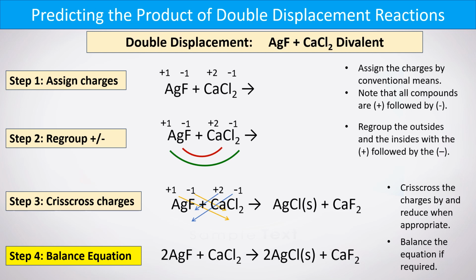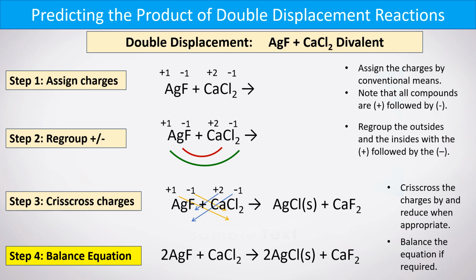Here's another double displacement reaction where we have a divalent element. Calcium has a +2, as we can see when we assign the charges here. Silver fluoride, silver with a +1, fluorine -1, calcium +2, and chlorine -1. Again, assign these by whatever conventional means you're used to. And we regroup them, inside with the outside, put in the positive charge first, and we get silver chloride and calcium fluoride.